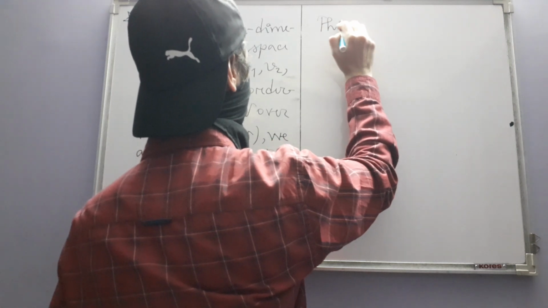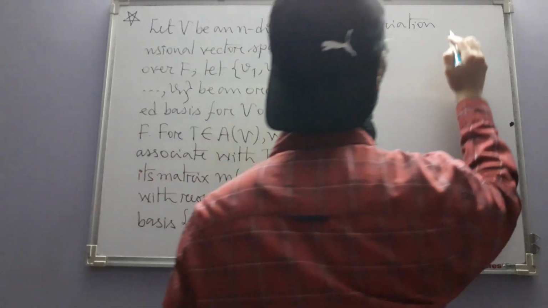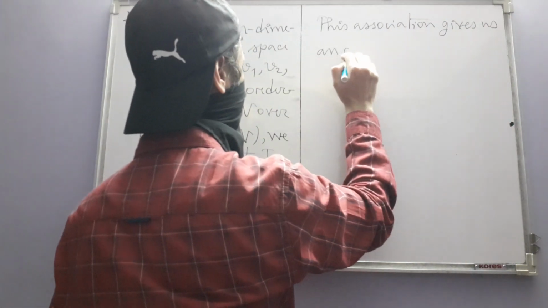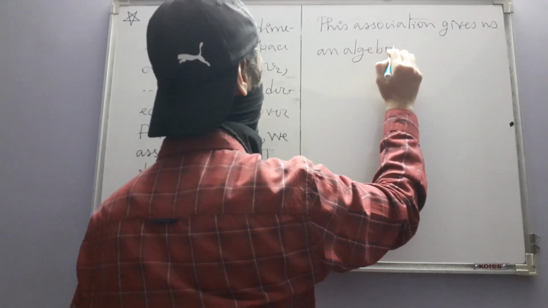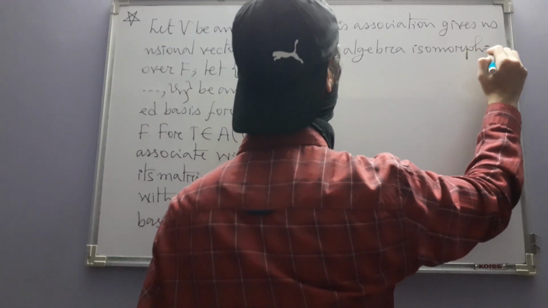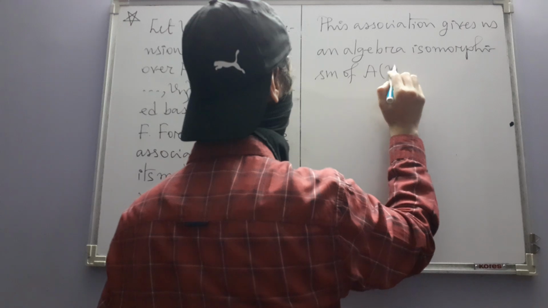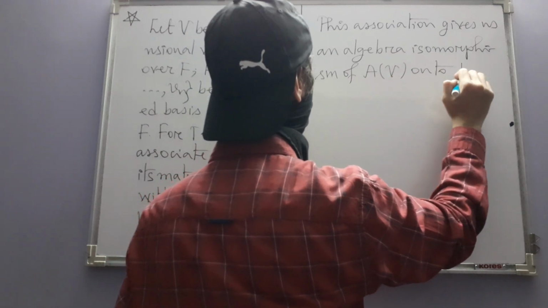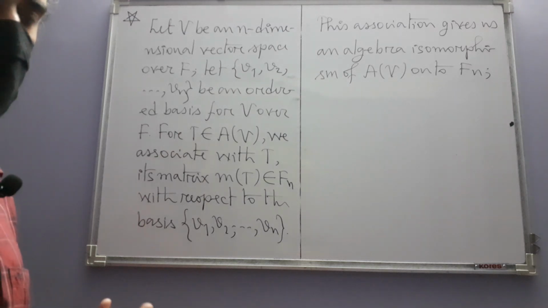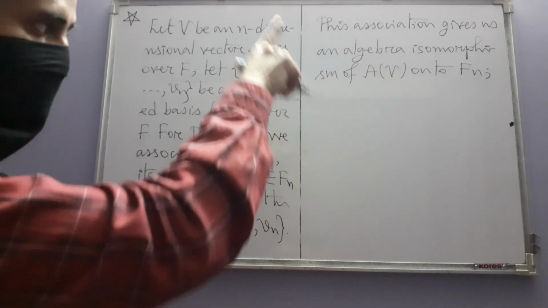This association gives us an algebra isomorphism of A of V onto Fn. And from that one can immediately see that because of that Fn itself becomes an algebra under those operations.